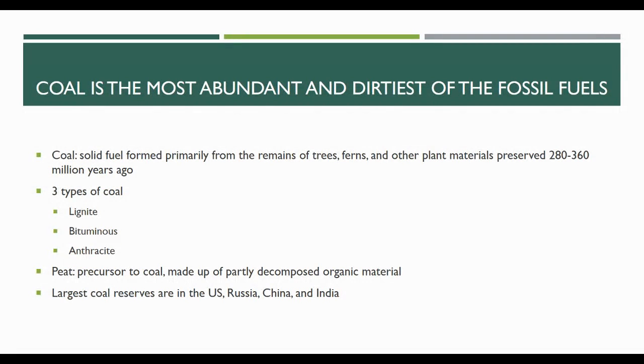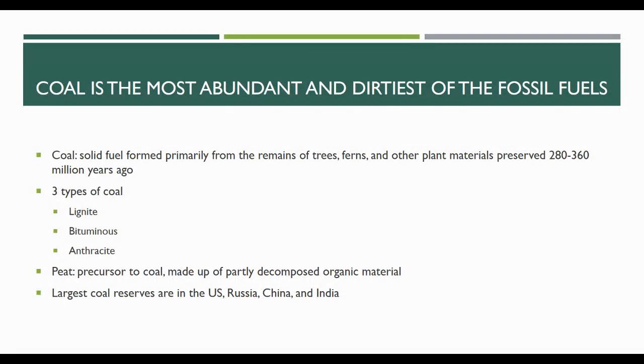Next, we'll get into the details of each of the non-renewables. Coal is the most abundant on our Earth, and it is the dirtiest fossil fuel. Coal is a solid fuel formed primarily from the remains of trees, ferns, and other plant materials that have been preserved for 280 to 360 million years.